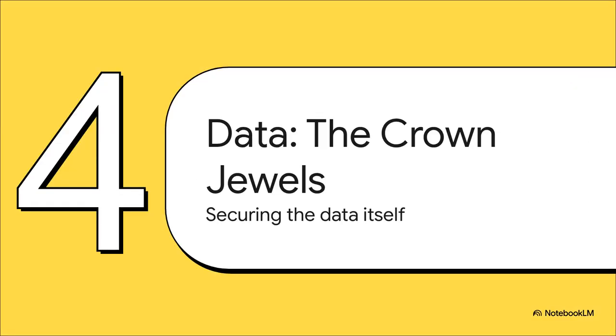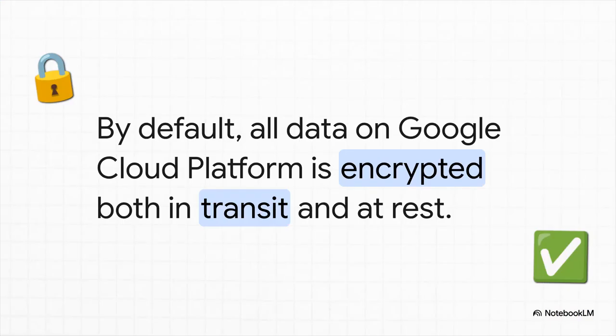Okay, we've covered who can get in and what pathways they can use. Now, let's get to the heart of it all, the data. Because at the end of the day, protecting these crown jewels is the ultimate goal, right? This right here is one of the most important things to know about GCP, period. By default, your data is always encrypted. It doesn't matter if it's flying across the network or just sitting on a disk, Google handles the encryption for you. That is a massive security win, right out of the box.